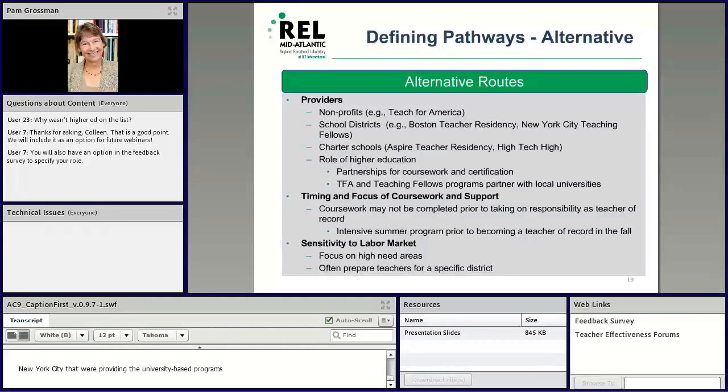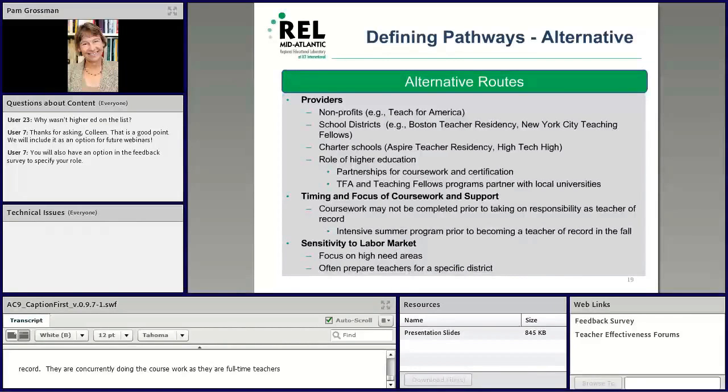Another difference is the timing and focus of the coursework and support that candidates receive. In alternative routes, generally, people get a 5 to 6 week introduction that is very intensive and focuses a lot on being prepared to take over the classroom on the first day. And then they continue their preparation while they're actually teaching. So the coursework is not completed prior to taking on responsibility as teacher of record, and they are concurrently doing the coursework as they are full-time teachers.